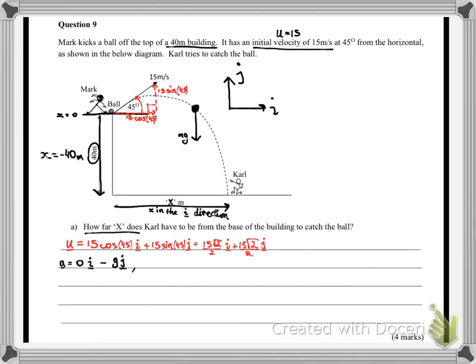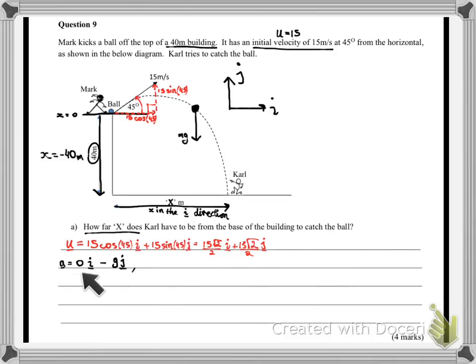Now, at any point in time, here's the ball at some point in time, there's only one force acting on the ball. Let's ignore air resistance for now. So there's only one force acting on the ball, and that is the force due to gravity vertically downwards towards the ground. Being the only force, the acceleration that the ball is going to experience is this in vector form: 0 in the i direction, because there's no i direction forces on the ball, minus g in the j direction. It's going down, so it's a negative g. So there's your acceleration.